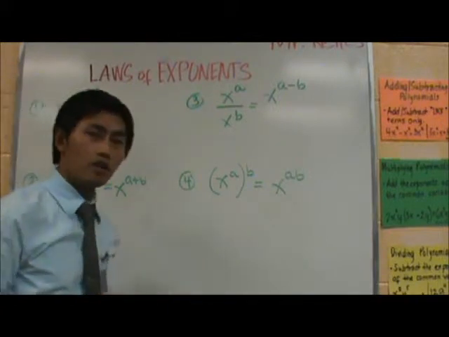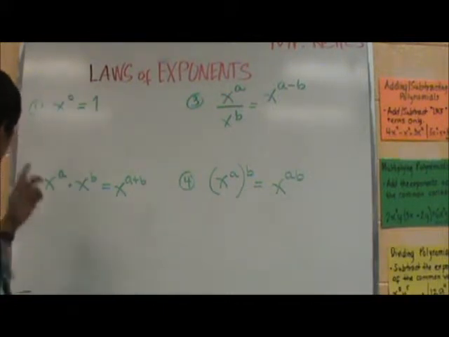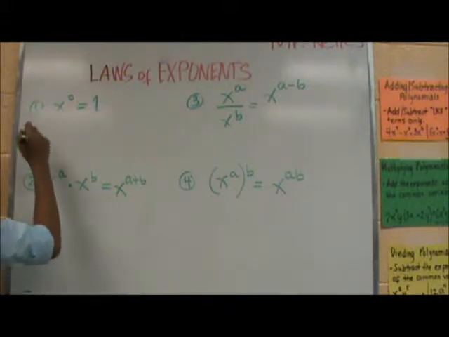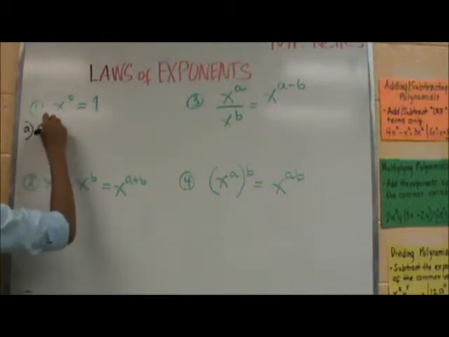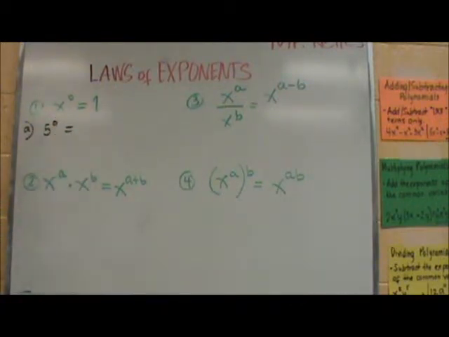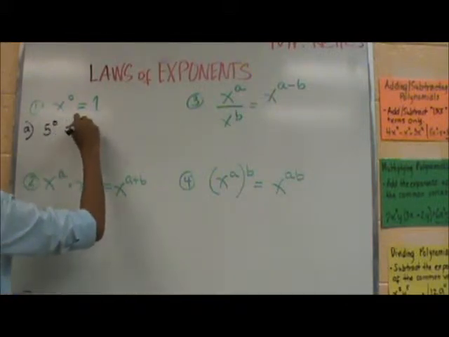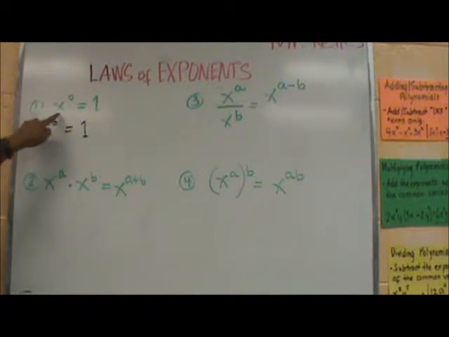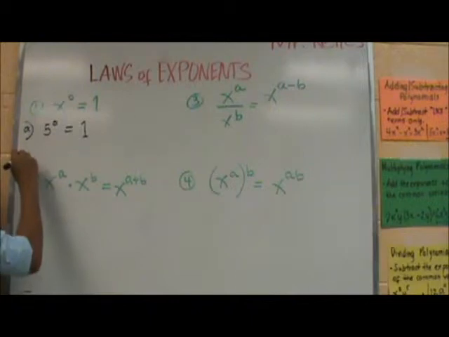There are several laws when dealing with exponents. The first law is any number raised to 0 will always be equal to 1. For example, letter A, we have 5 raised to 0. Again, it should be equal to 1 because according to law number 1, any number raised to 0 must be equal to 1. Okay? So let's try another example here.